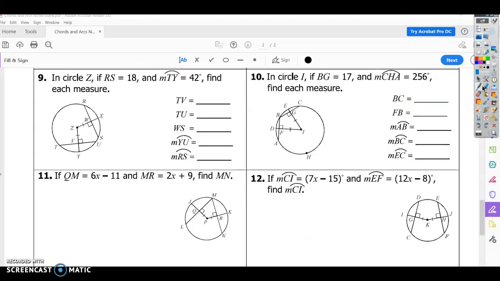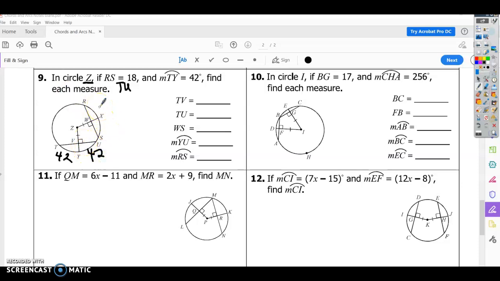All right, looking at number 9, in circle Z, so the circle is named by the center. Most of the time that's how it is. So in circle Z, if RS is 18, that's your chord length. So we know that TU is also equal to 18. And the measure of TY is 42. Then we know this one is also 42, and so on.